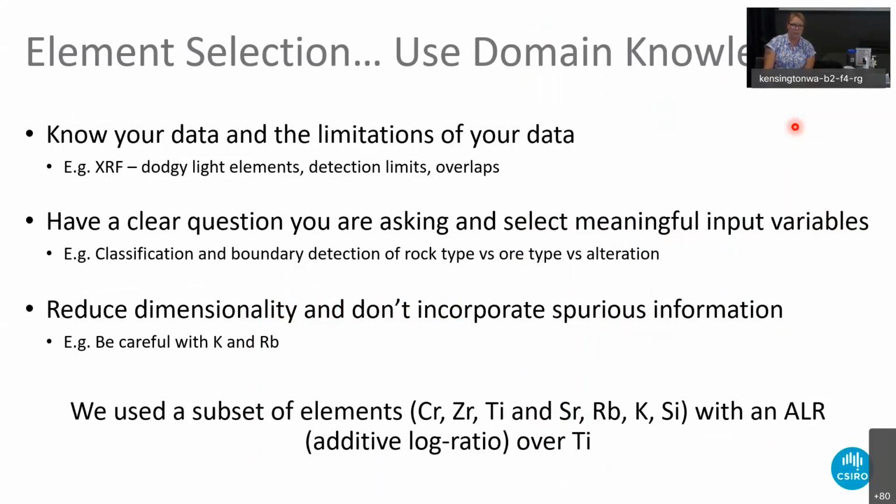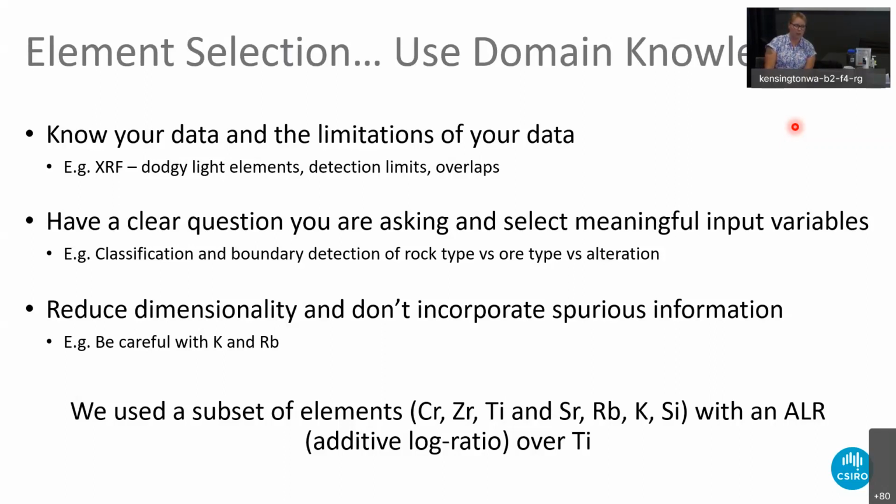It's not super helpful, if you're trying to look at rock types, to use an element like copper that is below detection limit in half your rocks, for instance. Are there overlaps in your geochemical data? Have a really clear question about what you're asking and select meaningful input variables. So are you trying to classify different rock types or different ore types? You're going to use very different elements for those. And then reduce dimensionality and don't incorporate spurious information.